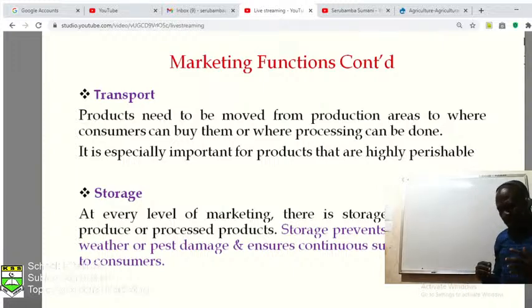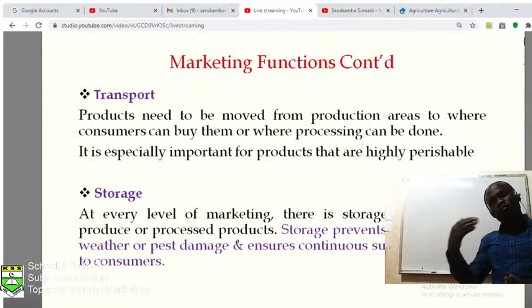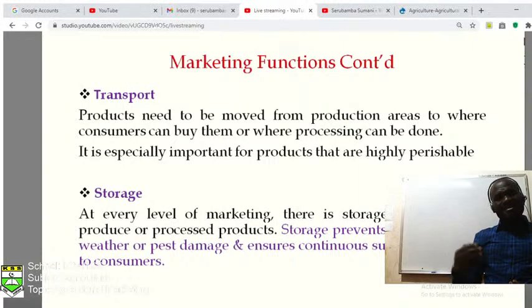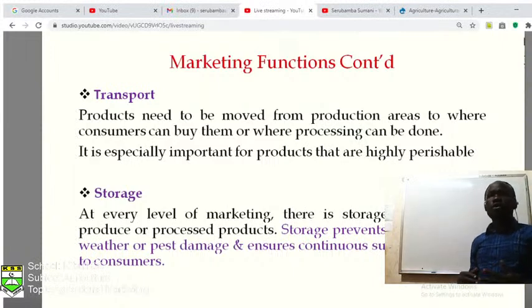Now, why am I overemphasizing this point of transport? You realize most of the agricultural products are perishable. That means they do not take long before they go bad. Okay? So transport is very important. If you don't transport the products early or within a given period, the products will get wasted before you offer them for sale. Any delays result in reduced quality of the product. And once a product has a lower quality, then you can't price it highly. And yet our objective here is to make profit. Okay? So related to transport, there's another marketing function we call storage.